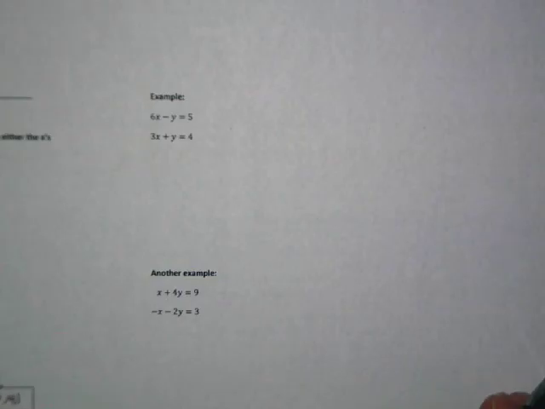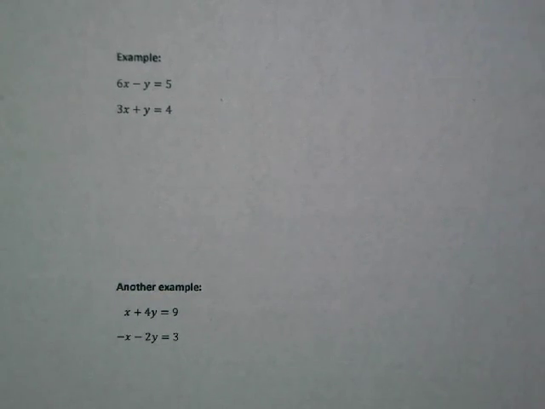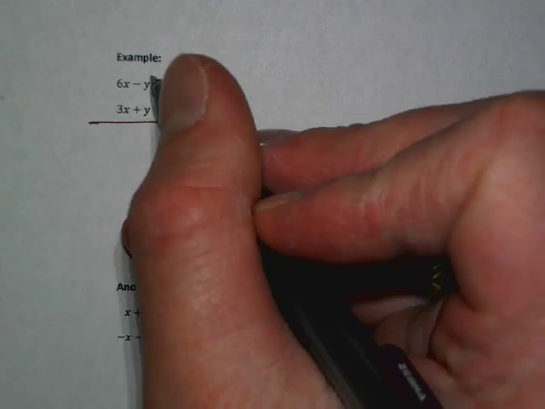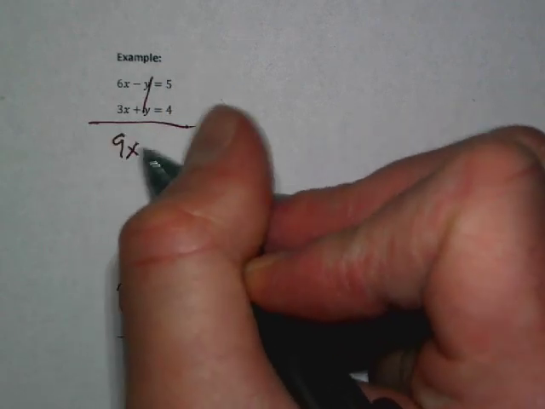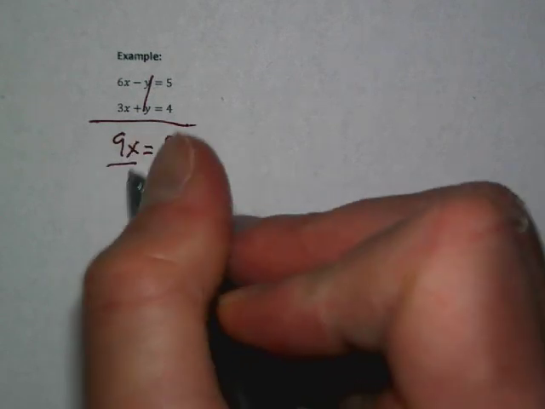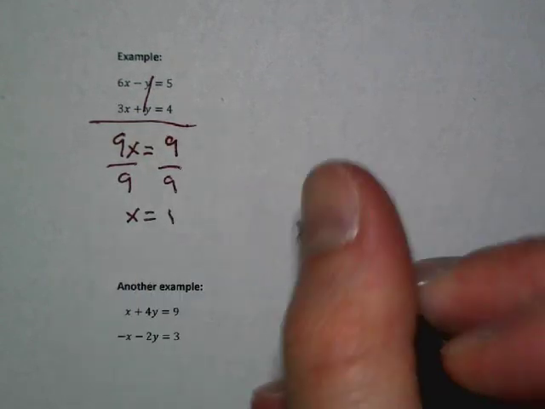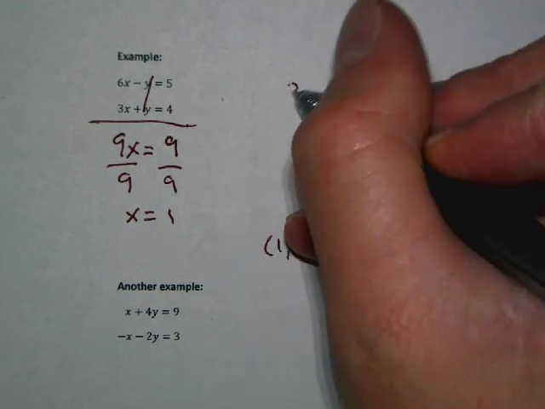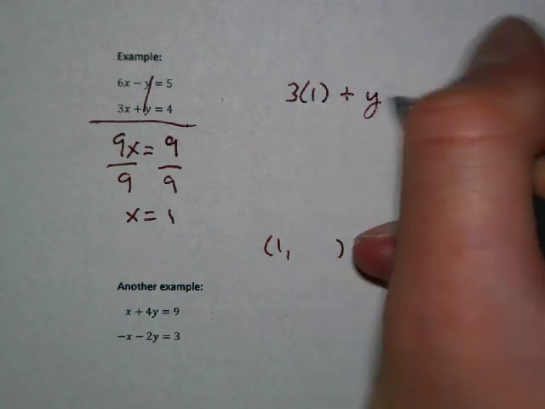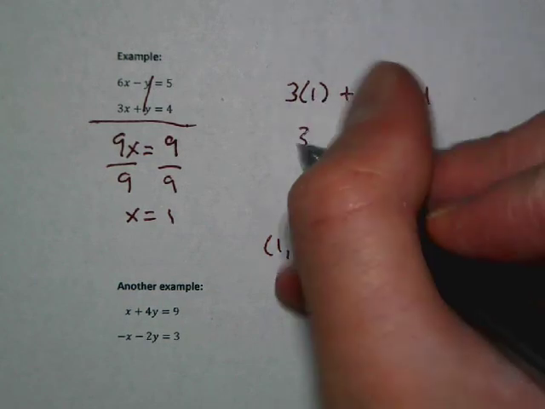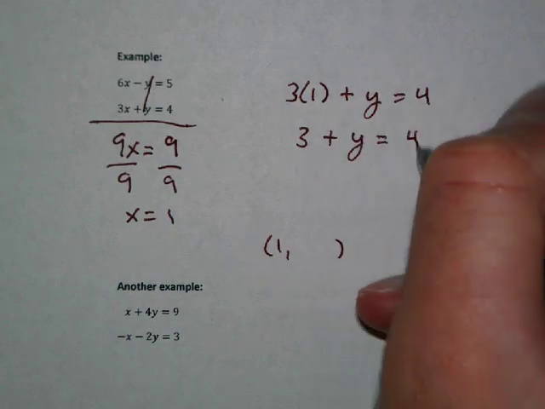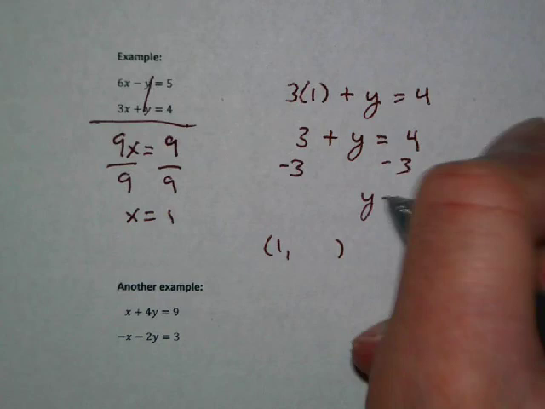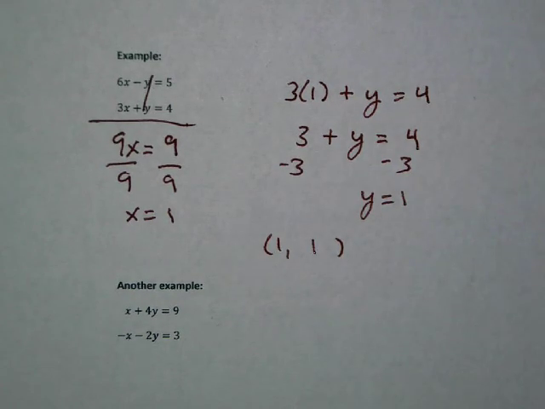Another example over here in the top right: these are lined up. Let me make that a little bigger. We've got a vertical pair that cancels, negative y and positive y. So those cancel. 6x plus 3x gives us 9x. 5 plus 4 is 9. We divide by 9 and get x equals 1. Plugging it back in to find y, I'll use this second equation: 3 times 1 plus y equals 4. Now we have 3 plus y equals 4, and we subtract 3 and get y equals 1. So 1, 1 is our solution.